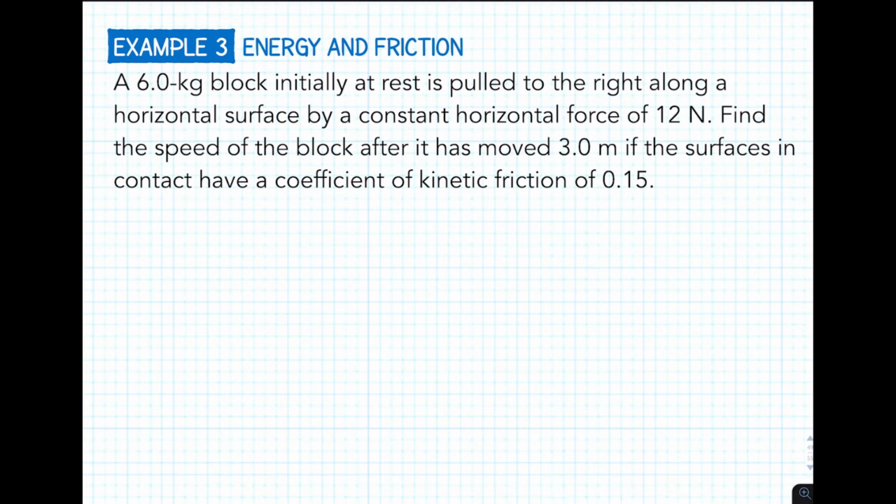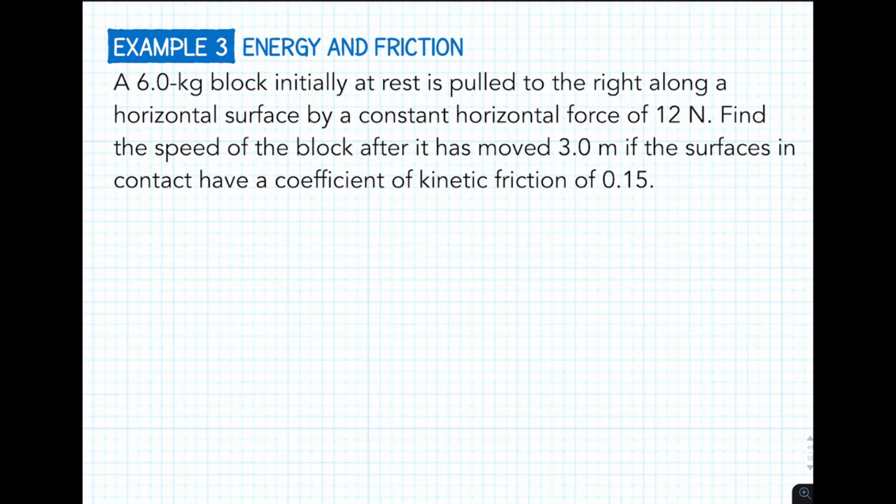Okay, so let's say we have a 6 kilogram block. It's initially at rest, and we pull it to the right along a horizontal surface with a constant horizontal force, probably tension, of 12 newtons. We're probably saying tension because we're pulling, but it doesn't really matter. We want to find the speed of the block after it has moved 3 meters if the surfaces in contact have a coefficient of kinetic friction of 0.15, okay?